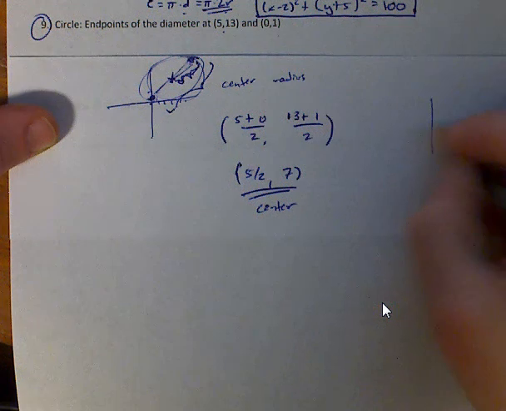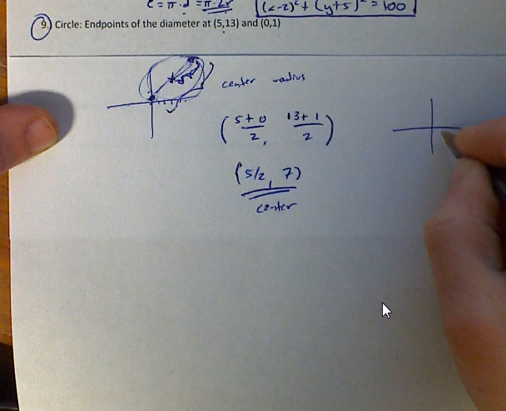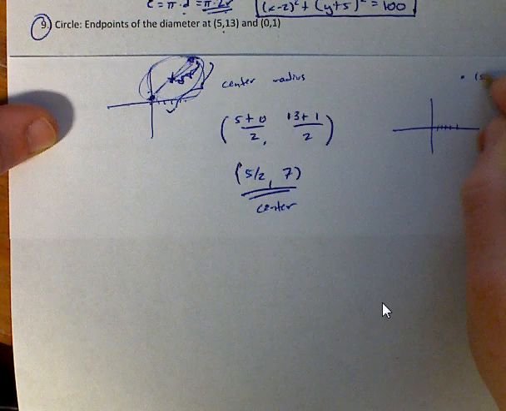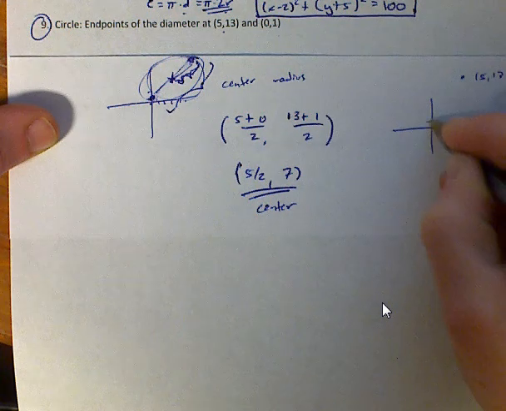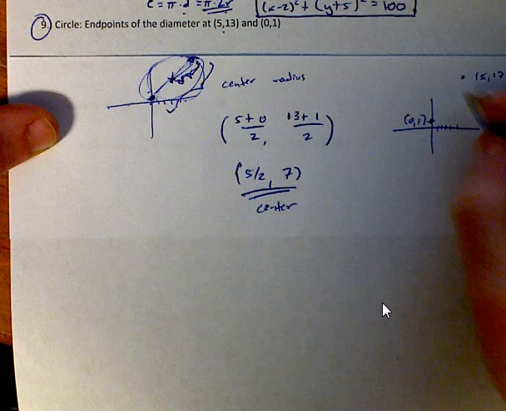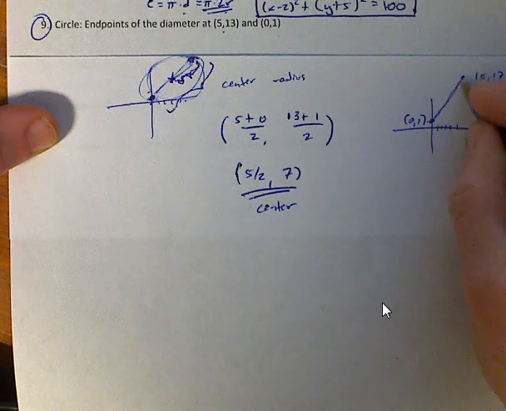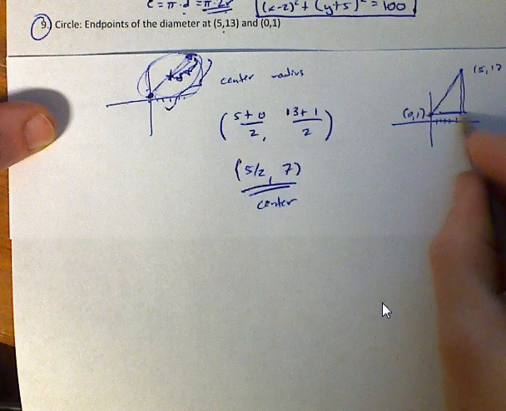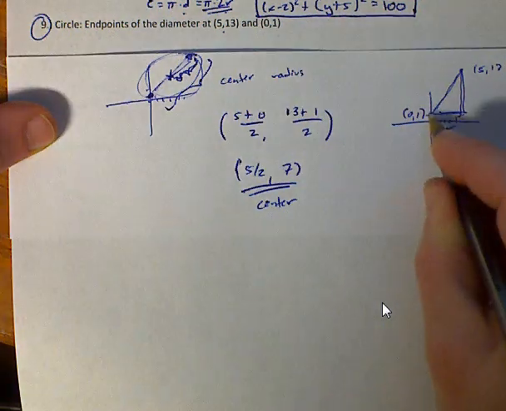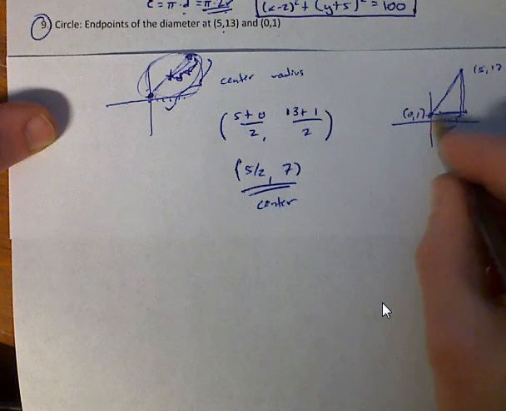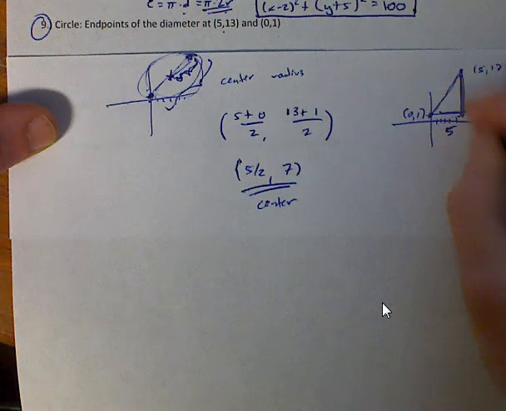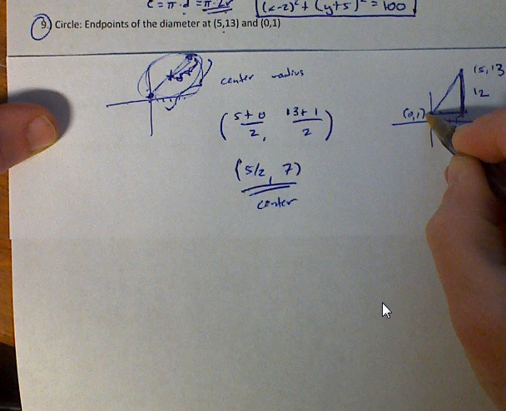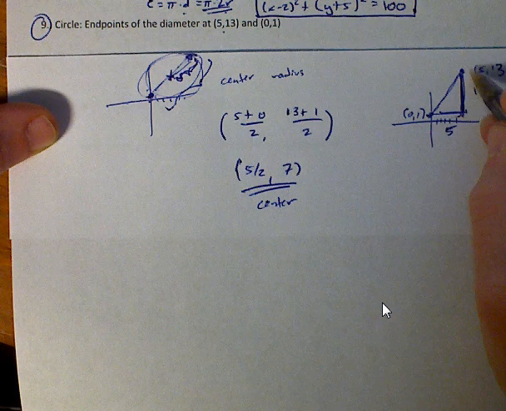Well, let me re-sketch that. So this is 5, and this point is going to be up here at 13. And this is 0, 1. We can draw ourselves a triangle. So the length of this side is going to be 5, because I'm going from 0 over to 5. So the length of this side is 5. The length of this side of the triangle is 12, because I'm starting at 1, and I'm going up to 13, so that side had to be 12.